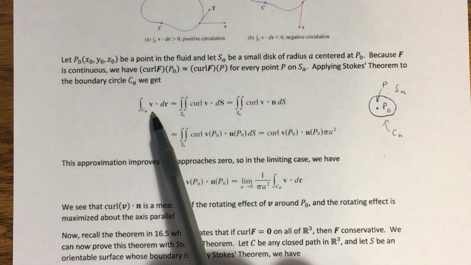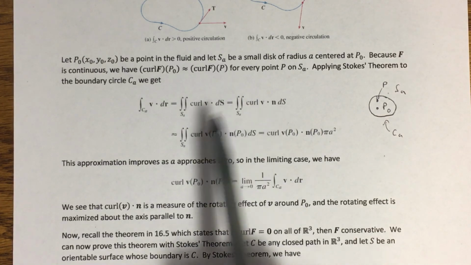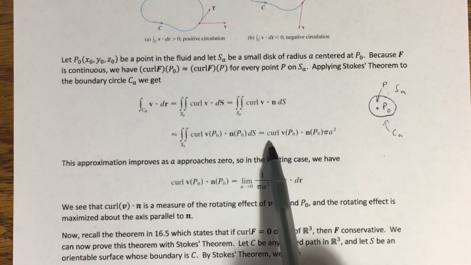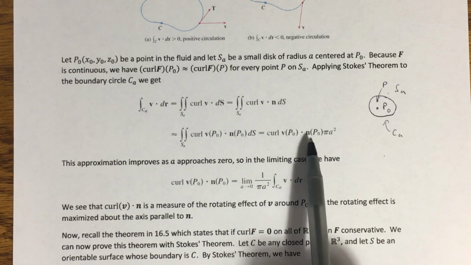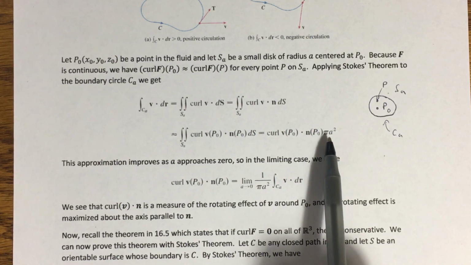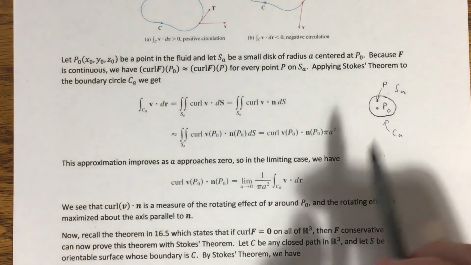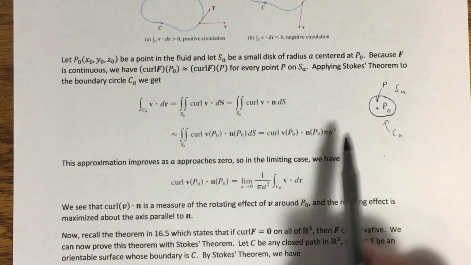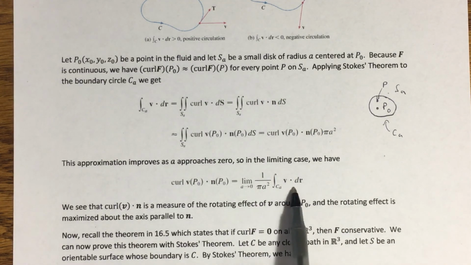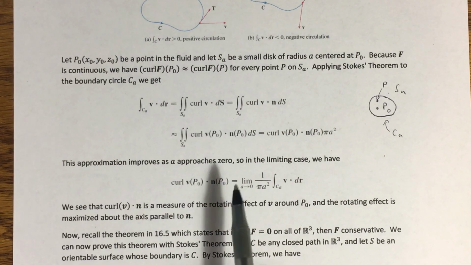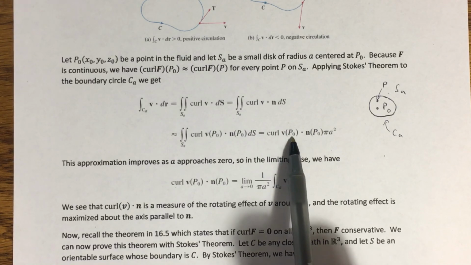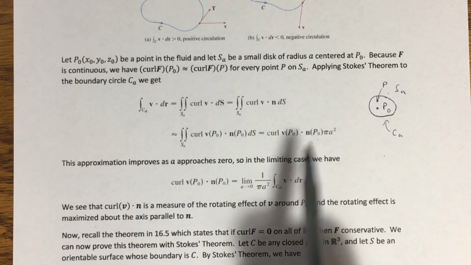So this line integral, here's where we use Stokes' theorem, and then we use some approximations that we set up earlier, is approximately equal to the curl of v at the point p naught dotted with the normal vector at p naught times the scalar pi a squared. If I divided both sides of this by pi a squared, I would get 1 over pi a squared times that line integral that we had talked about before is approximately equal to the curl of v at p naught dotted with the normal vector at p naught.